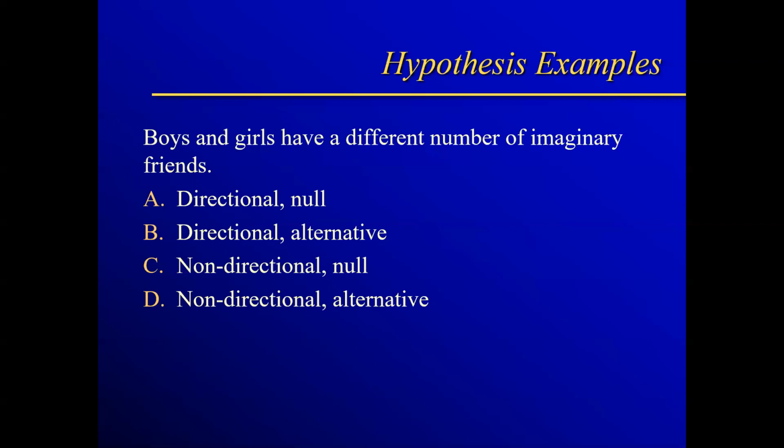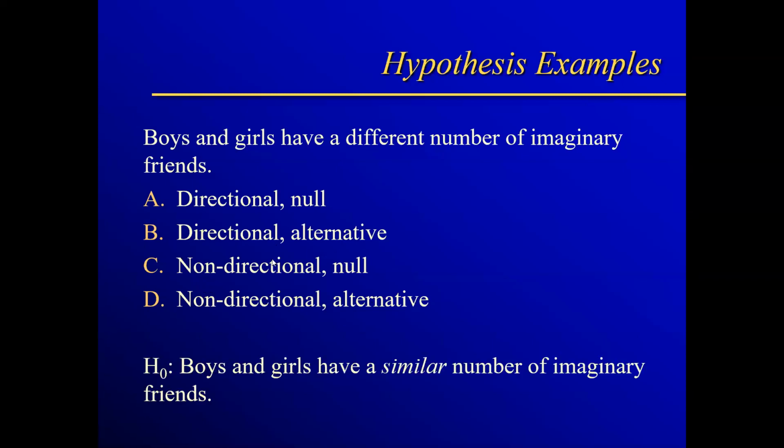I'm seeing a split between B and D. So it's good that people recognize that it is an alternative hypothesis. We are saying they are different. The actual word different is in there. But it's non-directional because we're not saying who is greater. We're looking at imaginary friends. We're not saying, do boys have a greater number than girls? So it is alternative. It seems like everyone got that, but it is non-directional.